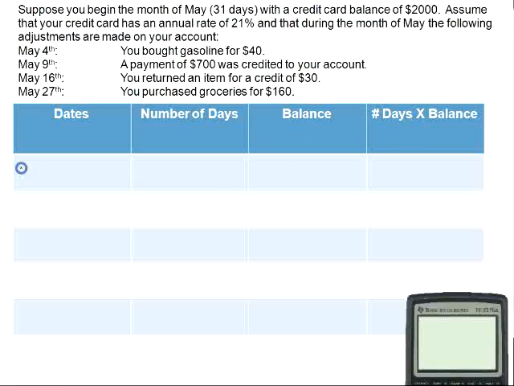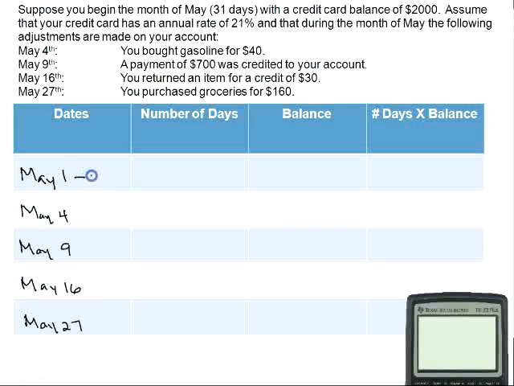Always start with the first day of the month, May 1st, and then put down a date every time there's a transaction. May 4th, May 9th, May 16th, and May 27th. We start with the first day of the month, and then every date that there's a transaction, we start a new row. So I'm going to backfill these dates.